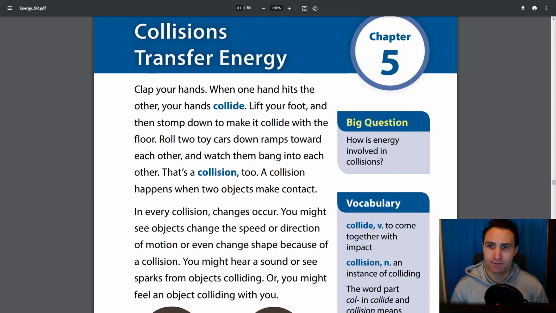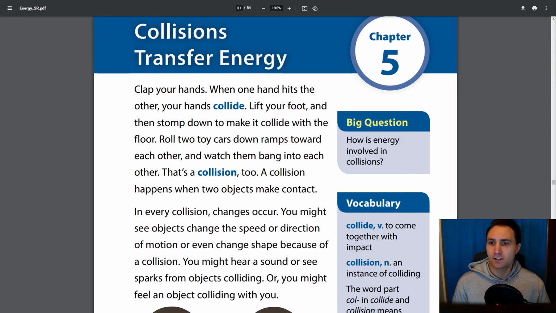So now in chapter 5, we're going to learn about how collisions transfer energy. And maybe you don't know what a collision is. We'll talk about that as we go through the lesson. So let's first call attention to our big question. Let's read this together. How is energy involved in collisions? As we read, we'll learn about what a collision is, and then let's look for ways that energy is involved in those collisions.